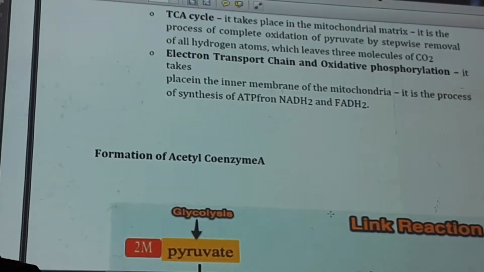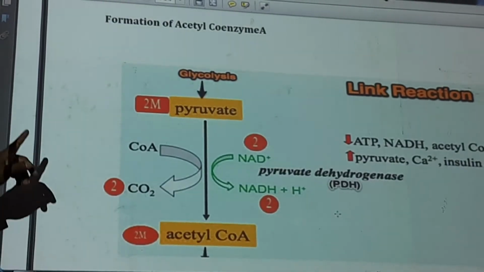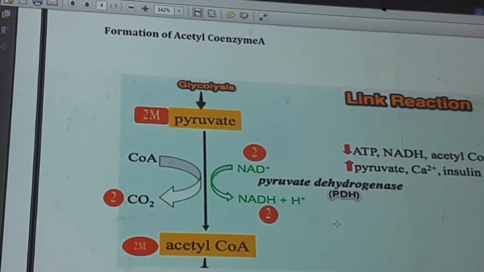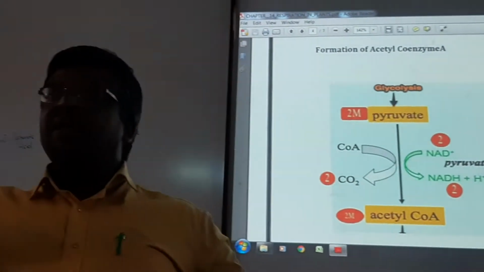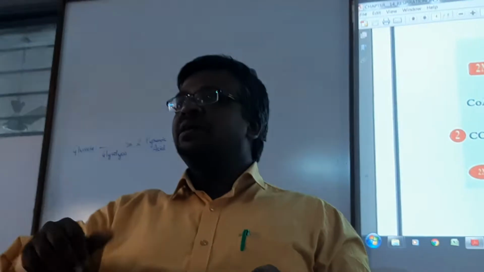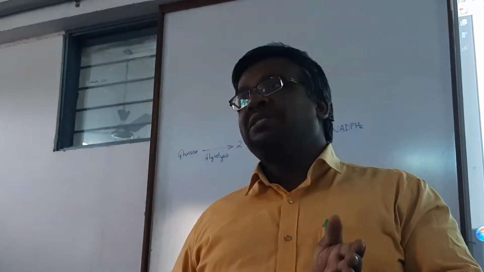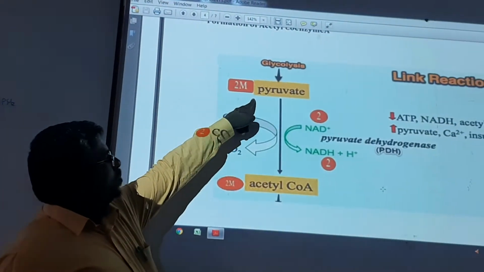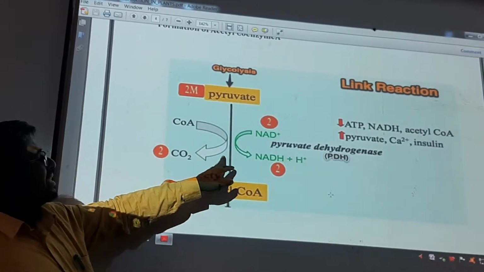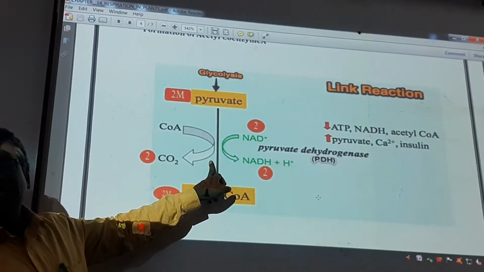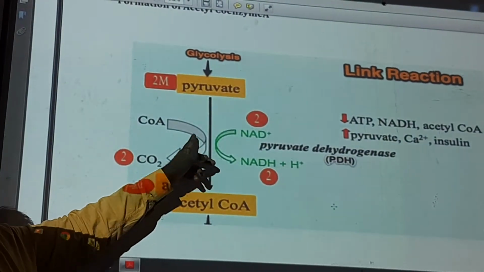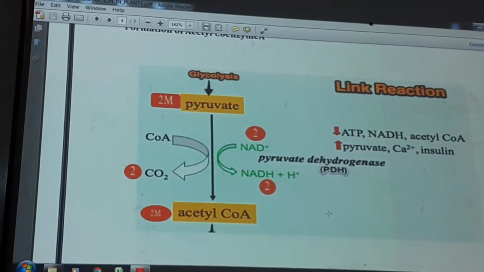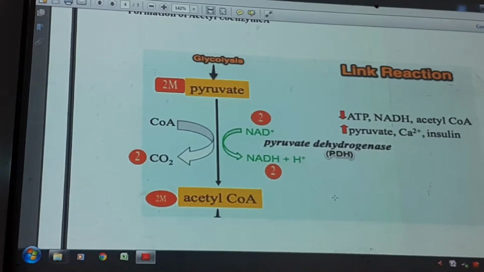Please come down. The first step of the Krebs cycle is the formation of acetyl coenzyme A from pyruvic acid. Only when acetyl coenzyme A is formed can it enter the Krebs cycle or citric acid cycle. What exactly happens there? From glycolysis you got 2 molecules of pyruvic acid. Now pyruvic acid liberates NADH2 and carbon dioxide, and as a result you get acetyl coenzyme A. 1 carbon dioxide is released.